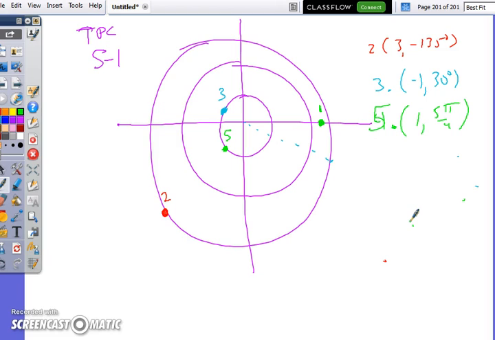Your thing might be off a little bit. 5. So I've got 5 pi over 4, which is more than pi. So it's a quarter pi past there, right? So a quarter of the way around past on this side. And it's out 1, so I go out 1 and put a dot.